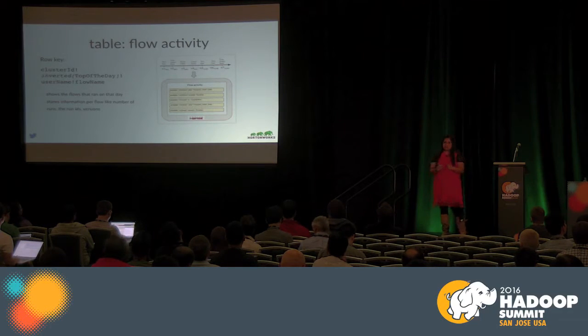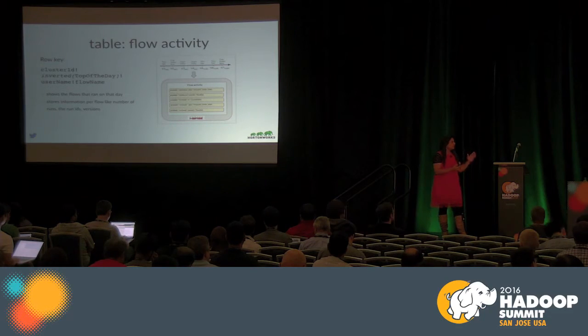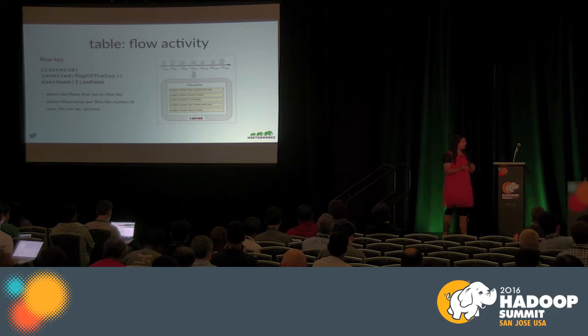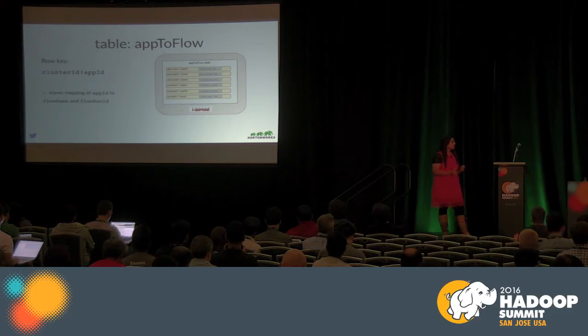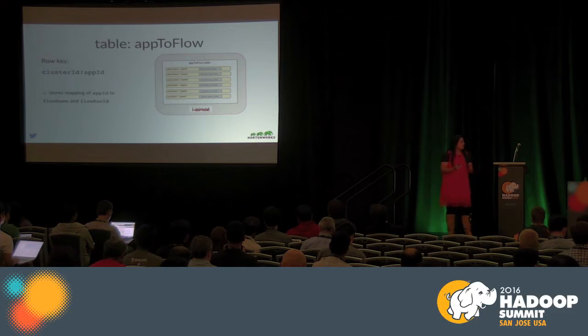The flow activity table shows you the activity on the cluster on a given day. It's primarily used to know what was running on the cluster last Thursday. You can find that out. The app to flow table is a simple mapping table. Given an application ID, you can find out which flow it belongs to.